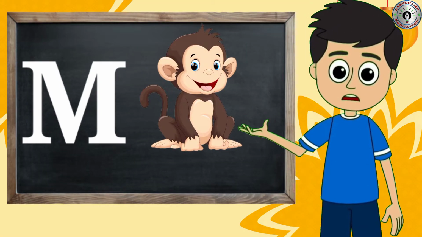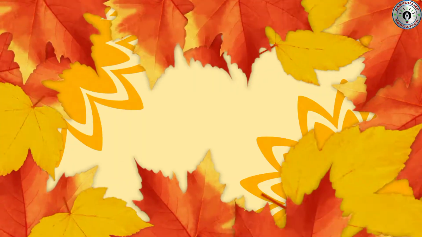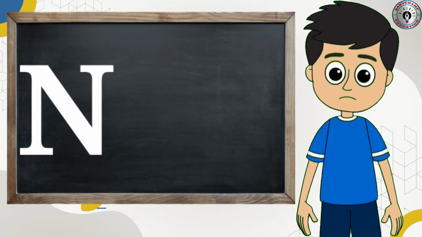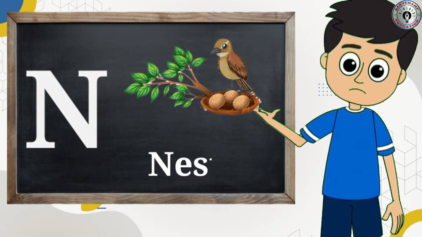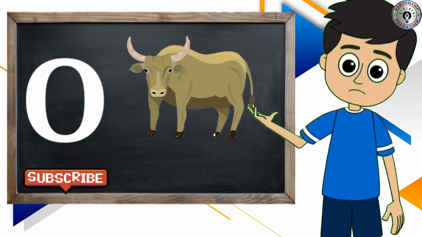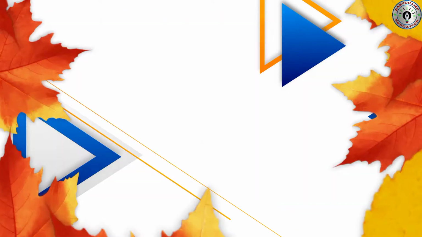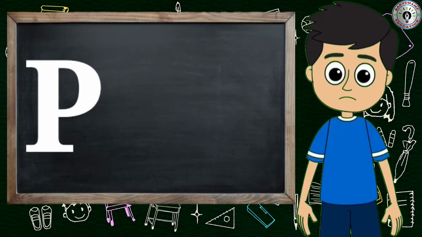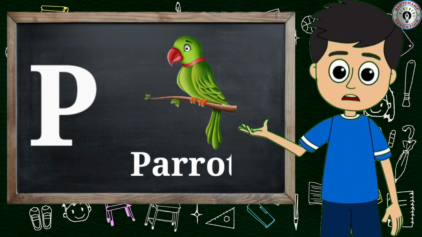M, M for monkey. M O N K E Y, monkey. N, N for nest. N E S T, nest. O, O for ox. O X, ox. P, P for parrot. P A R R O T, parrot.